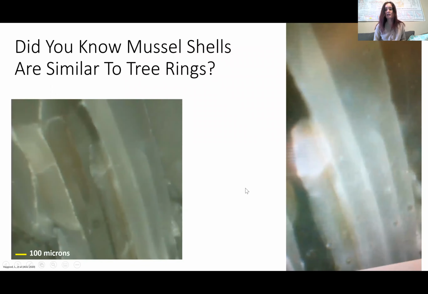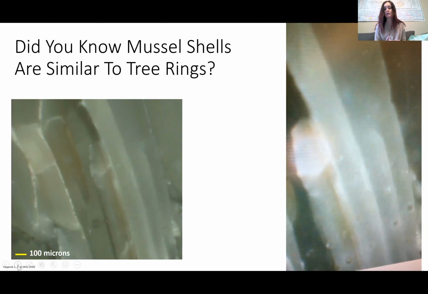And the last thing that we're going to talk about with mussels is, did you know that mussel shells are similar to tree rings? This is something I find really cool about mussels. This is an up close view, this is 100 microns, so we have really zoomed in on a mussel shell. Like the thin section of the mussel shell that I showed previously, this is what we're zooming into. And what we can do is laser ablation.